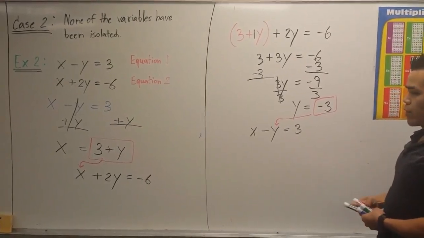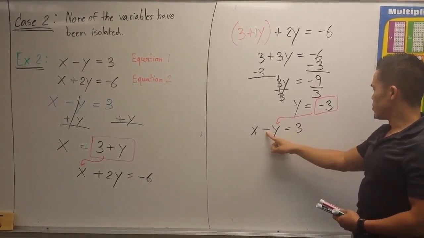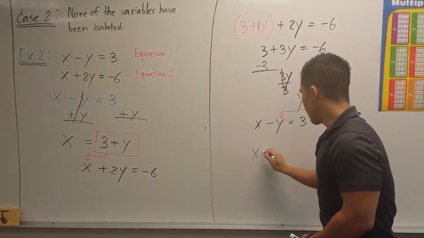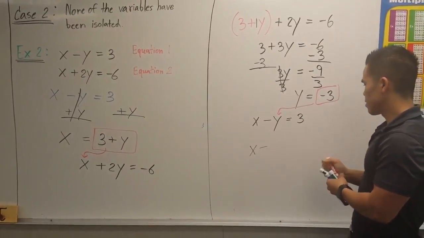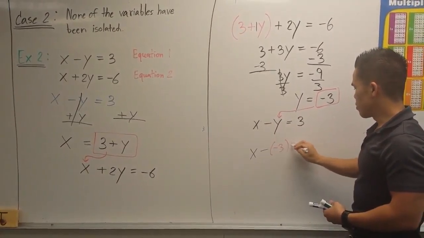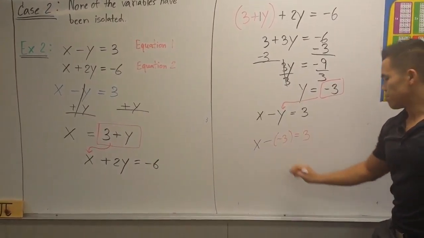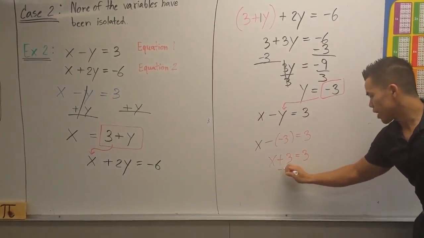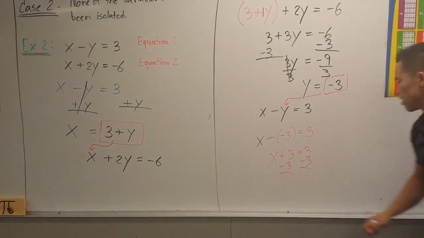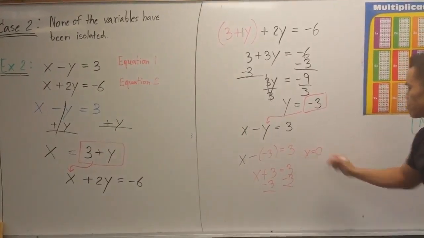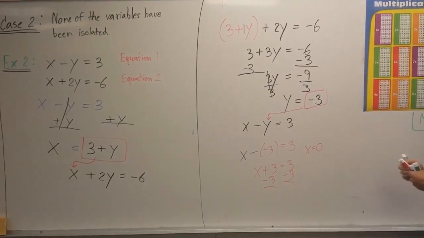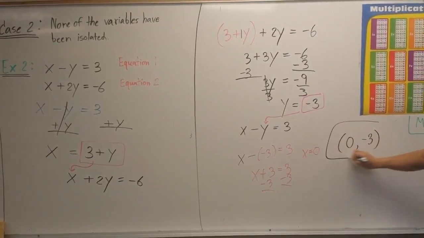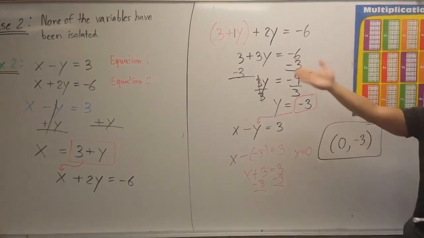I'm going to put it there. Be very careful. Do not put just one minus. It's a double minus here because you have a minus already. So it'll be x minus negative 3 equal to 3. A minus and a minus become plus. So x plus 3 equal to 3. Subtract 3 on both sides, and therefore x is equal to 0. So my complete final answer is 0, negative 3, and that is the solution to that system.